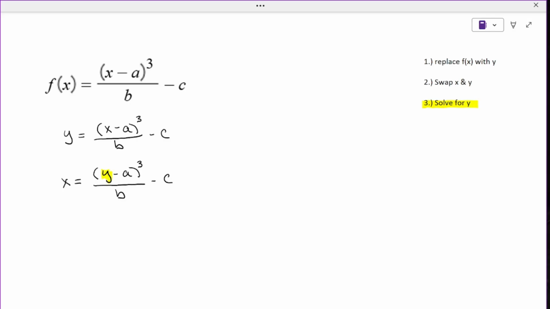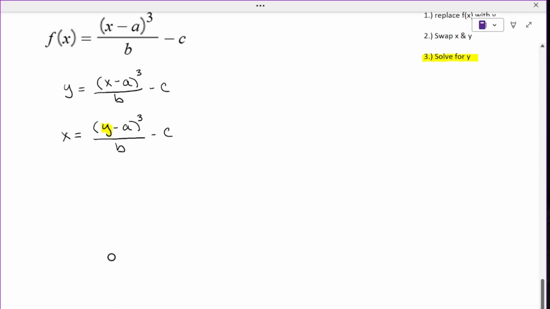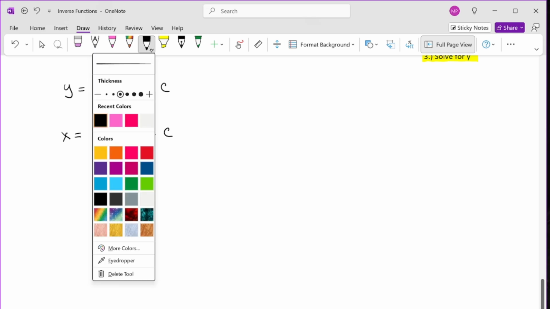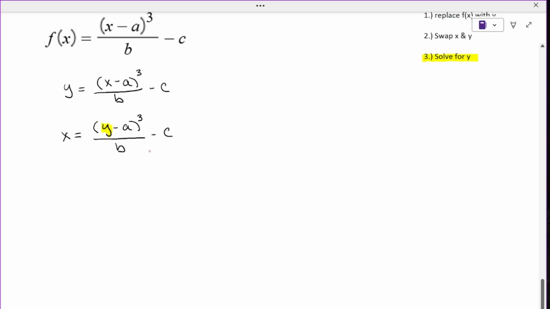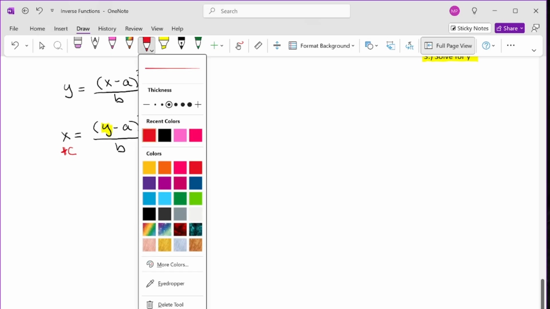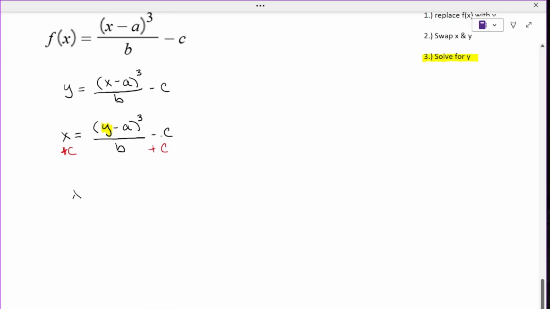So don't worry about the a, b, and c. We just want to get y by itself, right? So let's see. The first thing I'm going to do is add c to both sides. There's multiple steps in this one, so I want to make sure everyone's following along. Adding c to both sides, and we will get x plus c equals (y minus a) cubed all over b.